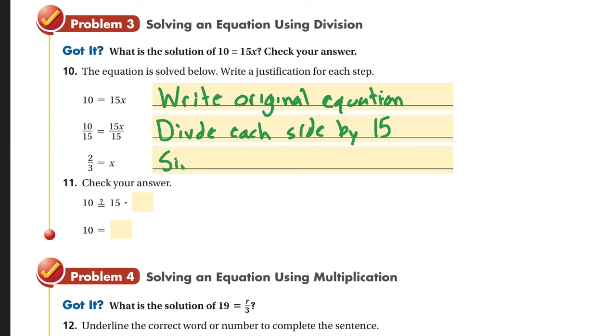I'm going to simplify 10 over 15. And that's because I can divide both 10 and 15 by 5. So that's why that becomes 2/3. My variable is isolated. That is my solution. I can check my solution by substituting 2/3 back in for x, and that results in 10 equals 10. So my solution held up. My solution kept the equation true.